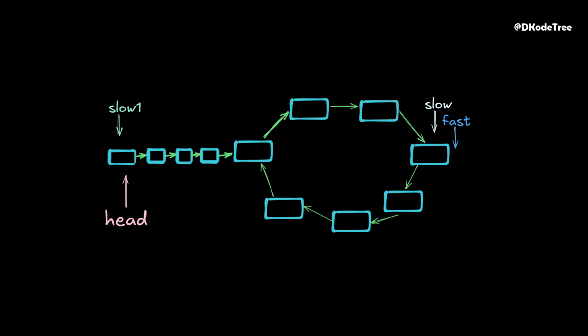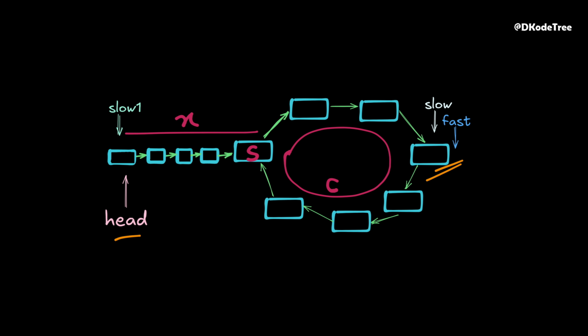Suppose in the first step, this is the point where both the slow and fast pointer met. And this is the head of the linked list. And this is the start of the linked list cycle, which we will finally return. Let's say x is the distance between the head of the linked list to the start of the cycle. And let the length of the cycle be c. And let's denote this distance from the intersection point of the slow and fast pointer to the start of the cycle be y. So our intention is to check what is the relation between x and y.